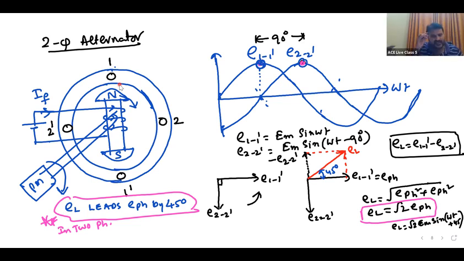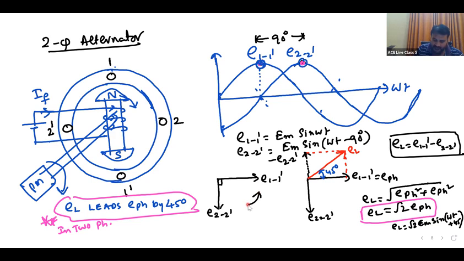Lagging means the 2 must lag because it is coming later. This waveform you see, omega t is the time axis. First maximum is E1, second maximum is E2 dash. So if I write this as sine omega t, this will be sine omega t minus 90, because it is coming 90 degrees later. So the phasors will be like this, this is only correct.